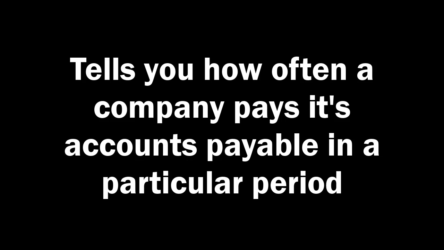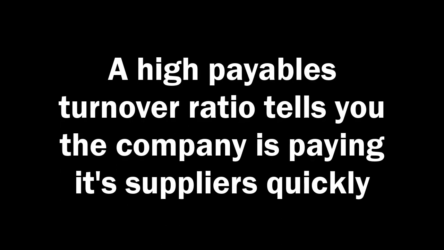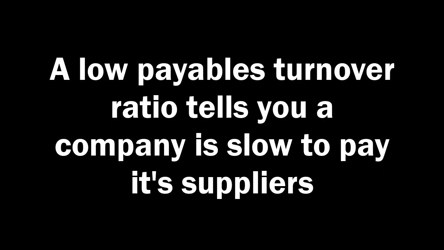Our next turnover ratio is the payables turnover ratio. It tells you how often a company pays its accounts payable in a particular period. The payables turnover ratio equals cost of goods sold divided by accounts payable. A high payables turnover ratio tells you a company is paying its suppliers quickly, which could indicate that the company is generating sufficient cash flows. A low payables turnover ratio tells you a company is slow to pay its suppliers, which could mean the company is having cash flow issues.